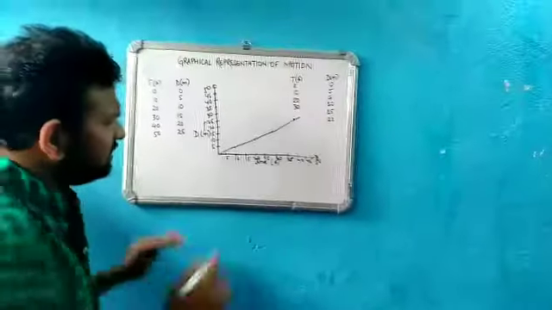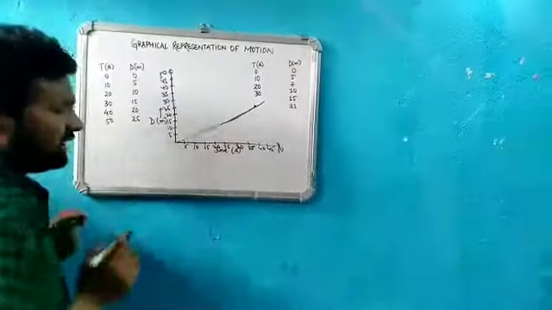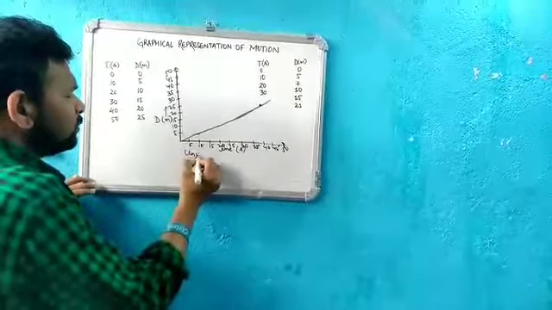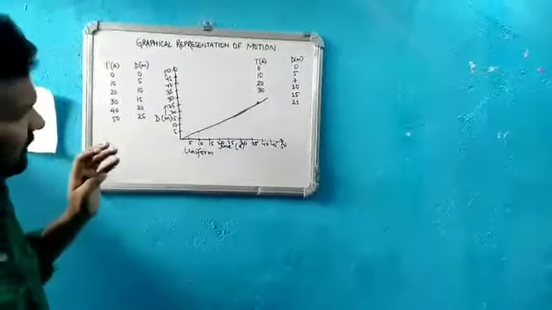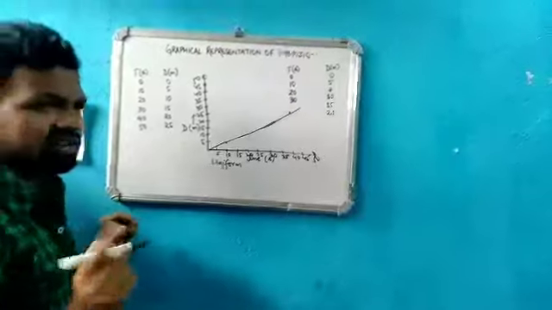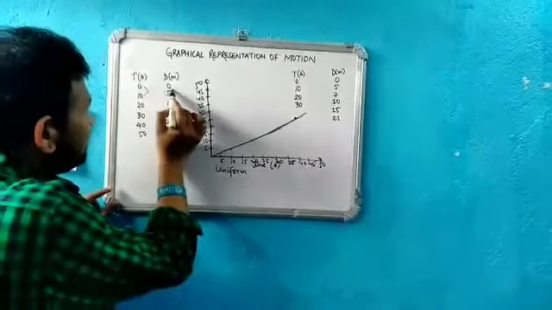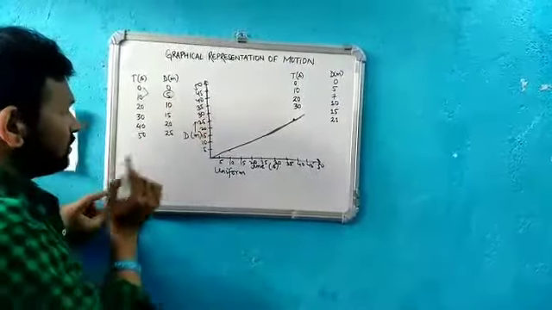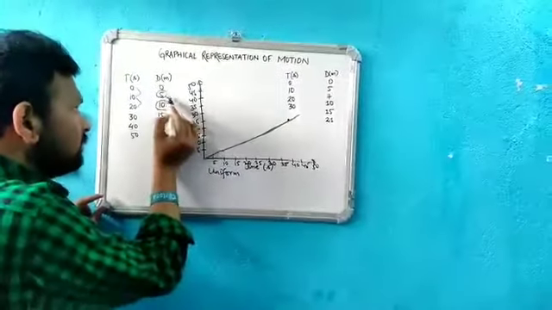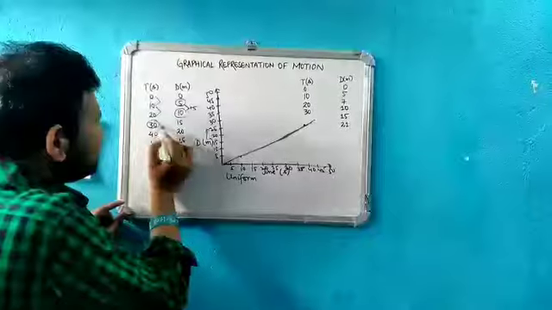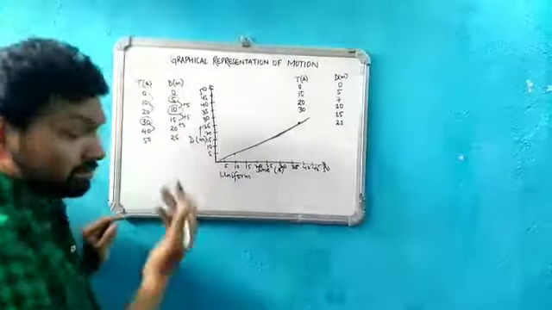You can see it is a straight line, isn't it? Why is it a straight line? Because this represents a uniform motion. What is uniform motion? Uniform motion means the type of motion where equal distances are covered in equal intervals of time. For example, in 10 seconds, 5 meters were covered. In the next 10 seconds, 5 more meters were covered, 5 plus 5 is 10. In the next 10 seconds, again 5 more meters were covered.